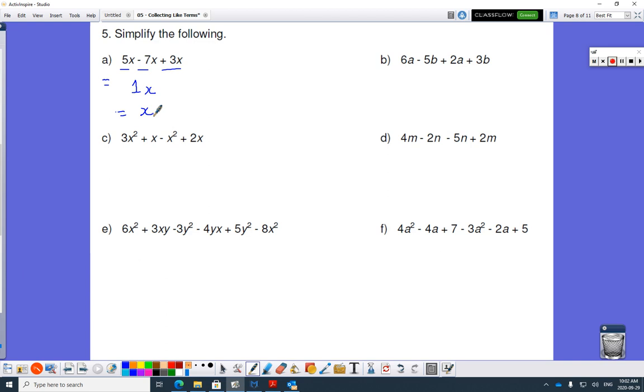Okay, here's the procedure. Step 1 is the same every time. Step 1, underline like terms. See, 6a and 2a are the same stuff. 6a goes with 2a. New kind of underlining. I like lightning underlining, but you can do whatever underlining you want. Negative 5b goes with positive 3b.